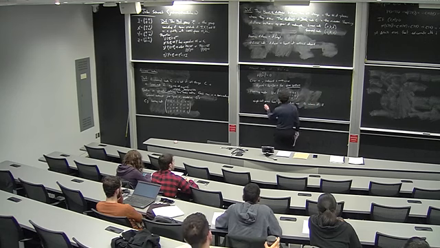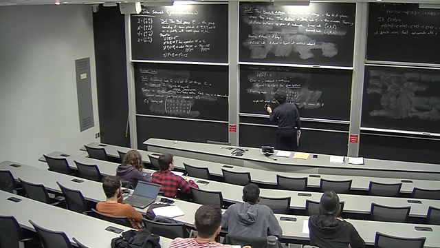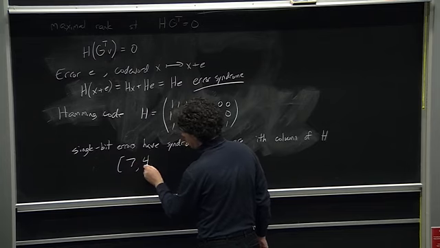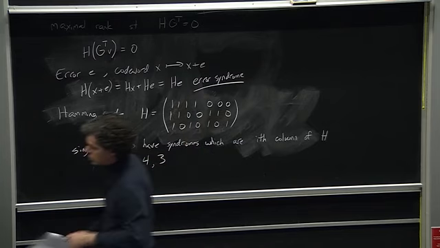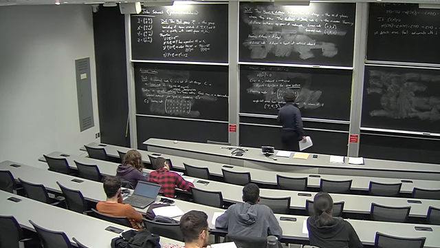So the Hamming code, using that notation, is a [7,4] code: 7 physical bits, 4 logical bits, because there are 4 rows to this generator matrix, and it's a distance 3 code.